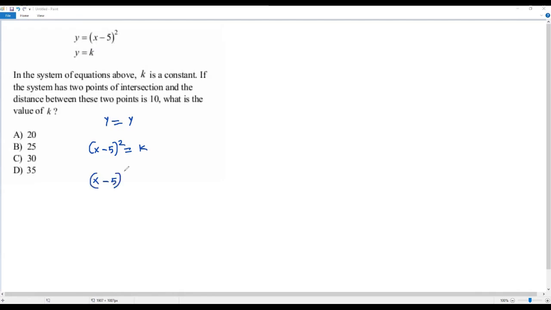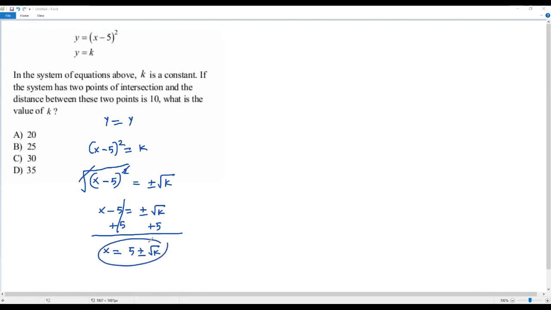That is (x − 5) the whole square. Let me take the square root on the left side. On the right side also we have to take the square root, then we get square root of k. Here the square root and square will cancel out. Whenever we take the square root on both sides of an equation, we have to consider positive or negative sign. Then we get x − 5 equals positive or negative square root of k. And now we can add 5 to both sides. When I add 5 to both sides, the −5 and +5 will cancel out. I am getting x equals 5 positive or negative square root of k.